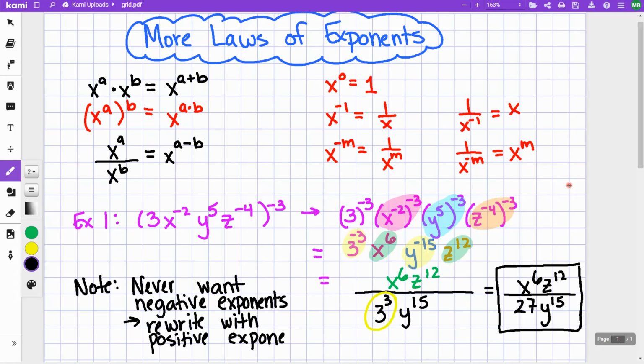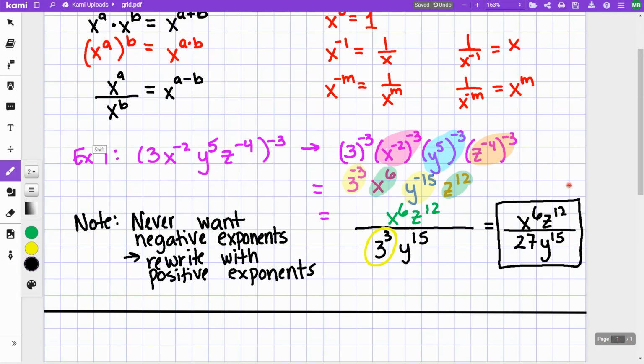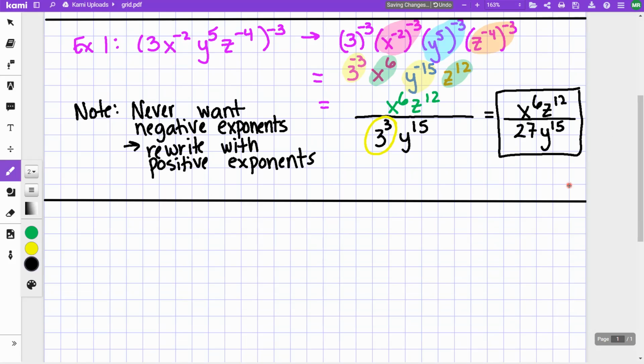Okay, so next example. Let me just draw a line across this, and here too, just to kind of separate. Okay. So here, our next example.